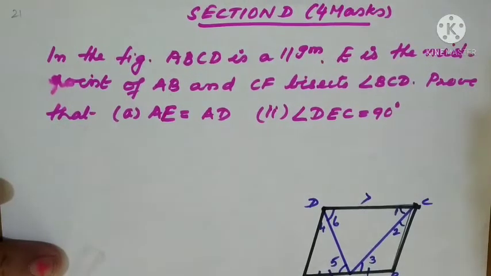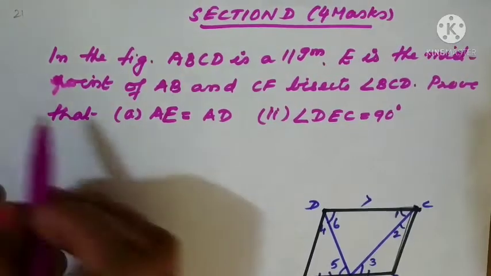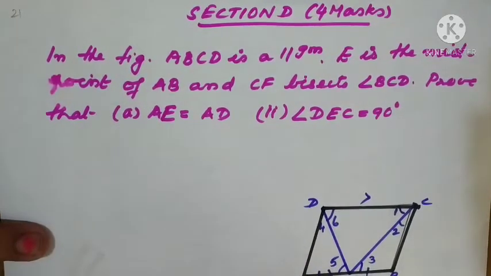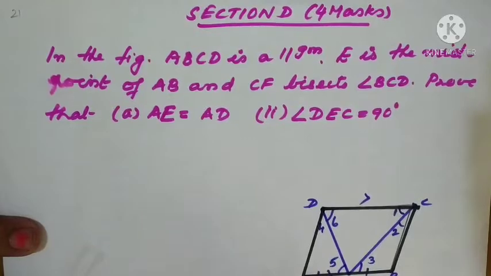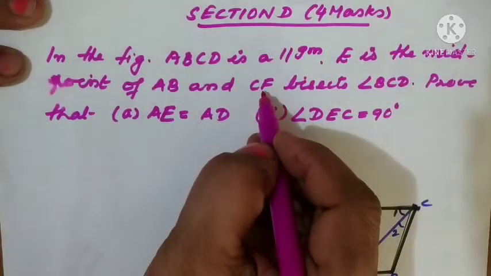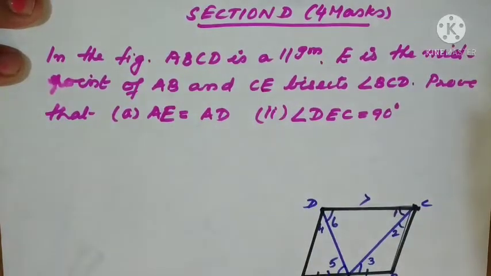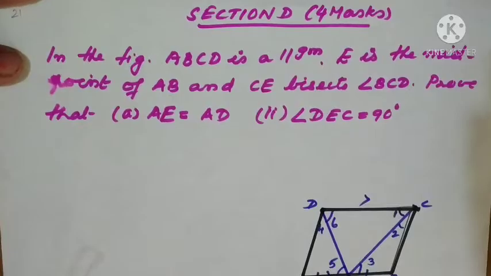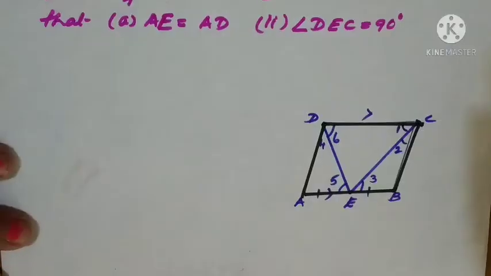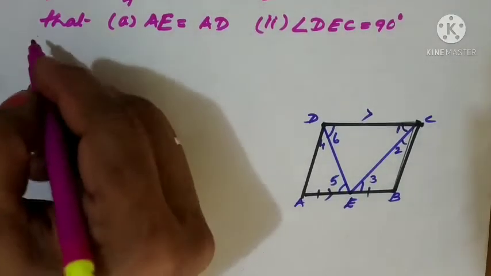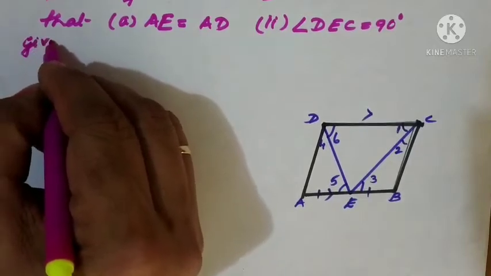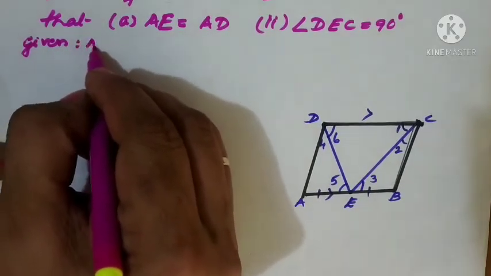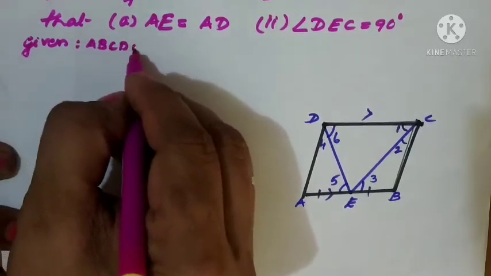Now the figure is given for section D, first question, that is a 4-mark question, question number 21. In the given figure, ABCD is a parallelogram and E is the midpoint of AB and CE bisects angle BCD. Prove that AE equal to AD and angle DEC equal to 90 degree. So what is given in the question? We should write first, given: ABCD is a parallelogram.